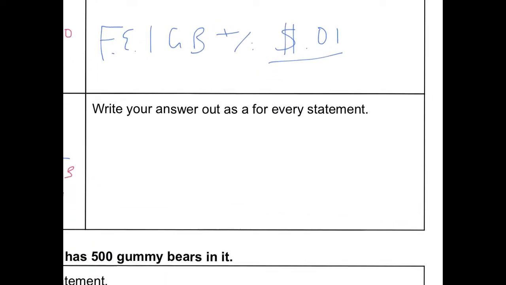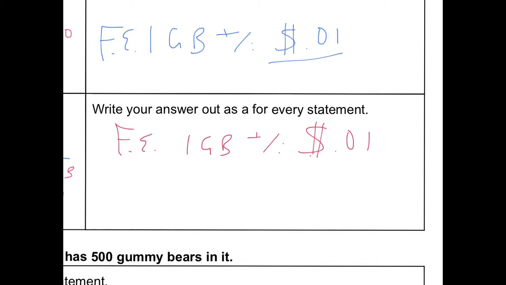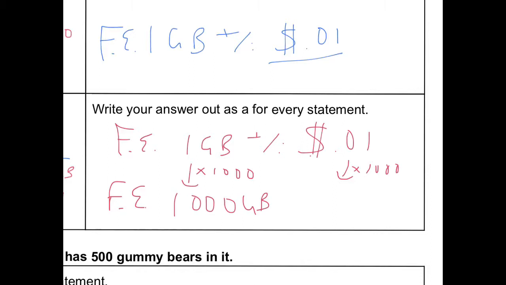Okay? We could have also used this for every statement of the 1 gummy bear. I'll show you that real quick over here. So we could have said for every 1 gummy bear, there is $0.01. And if we want 1,000 gummy bears, we just multiply this by 1,000, which means we multiply this by 1,000. And either way, we get an answer of $10.